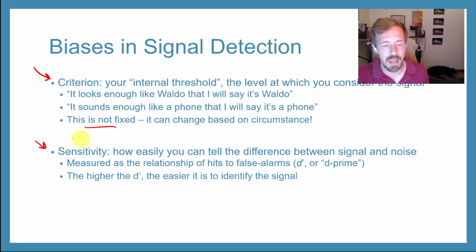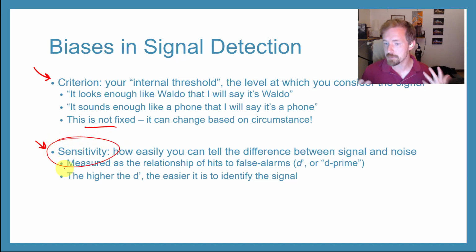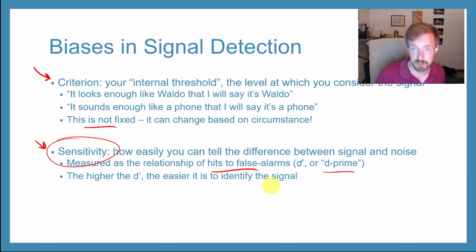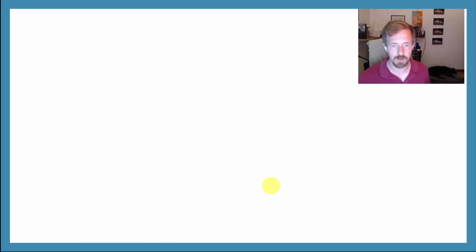We call that a measurement of D prime. D prime is sensitivity. It's the relationship between hits and false alarms. How easily you can detect the difference between a hit and a false alarm. That is your sensitivity. All right.